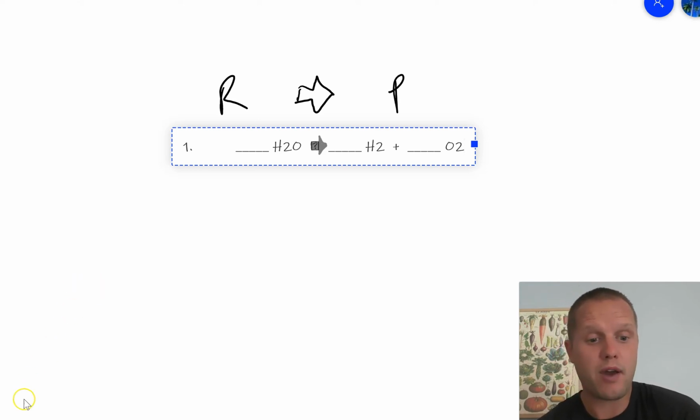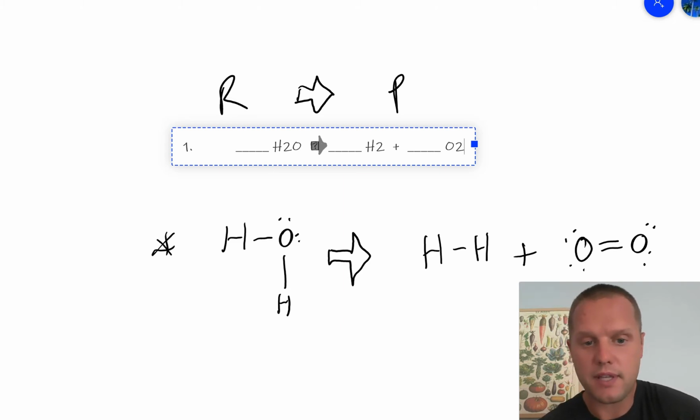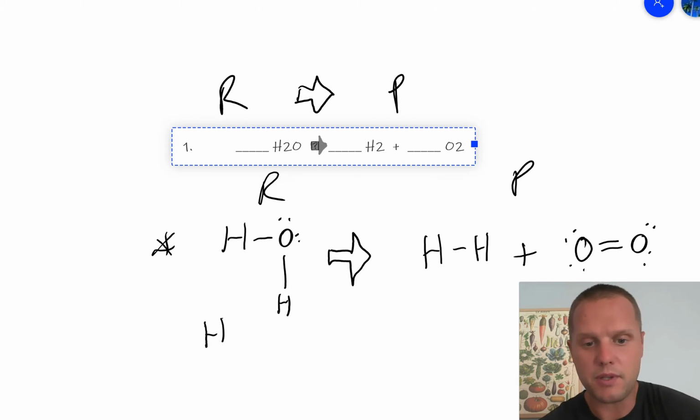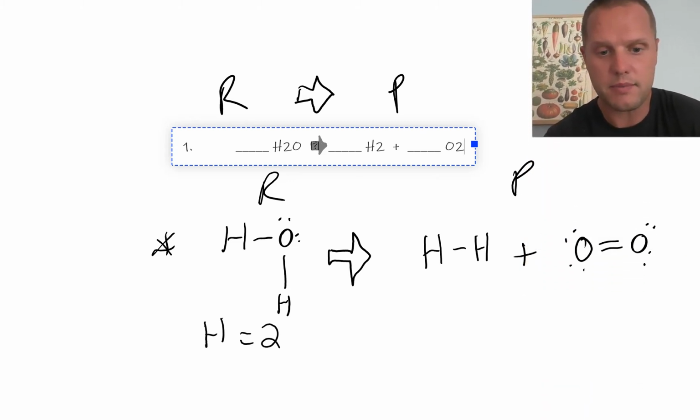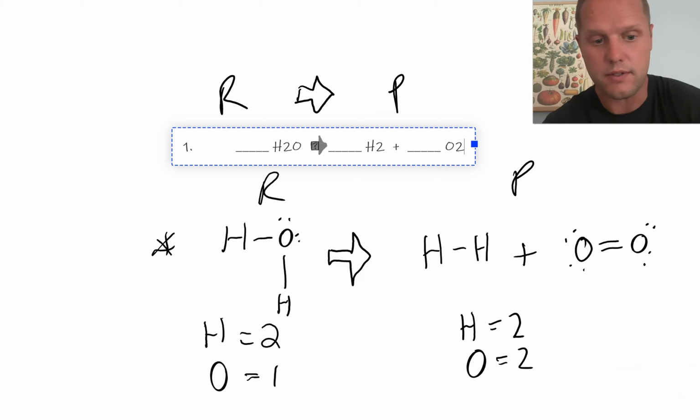You start with a certain amount of atoms, and you should finish with that exact same amount and type of atom. If we draw the Lewis structures of water and all our products, which is hydrogen gas and oxygen gas, you can see that you have a certain amount of atoms that you're starting with on the left side, or the reactant side, and you're finishing with a certain amount of atoms on the product side. If we add up our hydrogen atoms on the reactant side, we can see that we have 2 atoms of hydrogen, and we have 1 atom of oxygen. On the product side, we have 2 hydrogens and 2 oxygens.